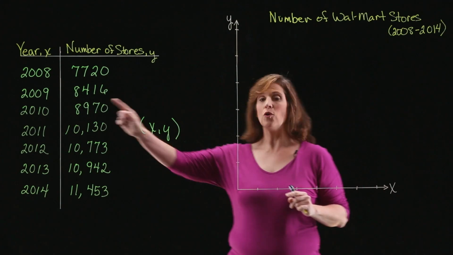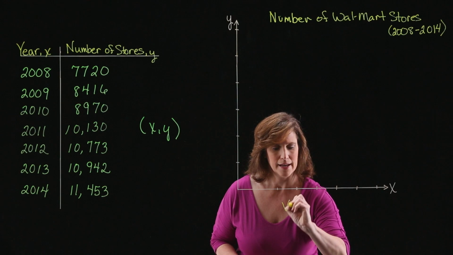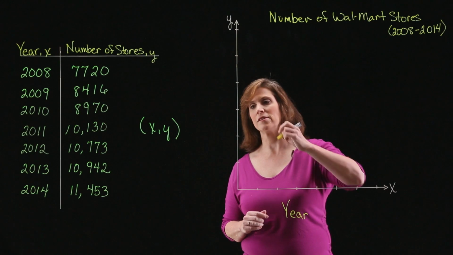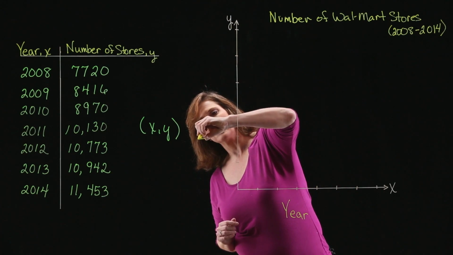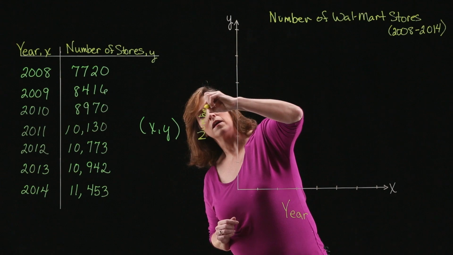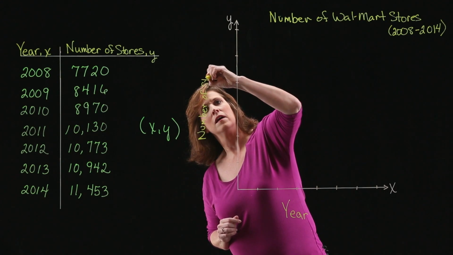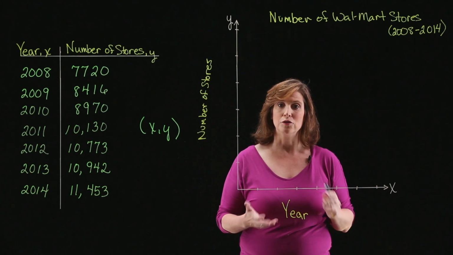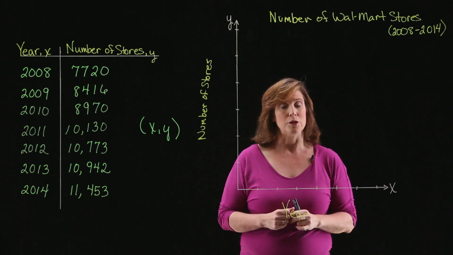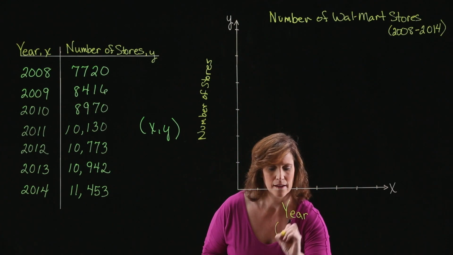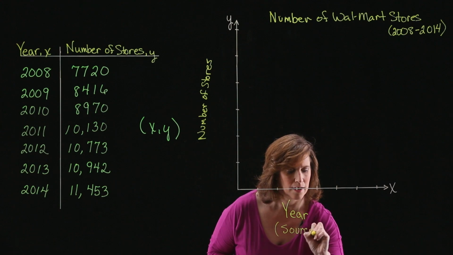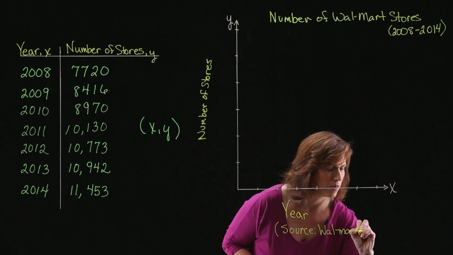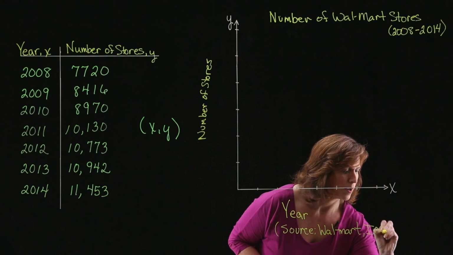The next thing we need is to label our axes. Now our x-axis is going to correspond to the year, so I'll label that as the year. The y-axis will be the number of stores, so I'll label that number of stores. Another thing that you really need to include when you're making a chart is to put the source. And the source in this case is going to be Walmart Incorporated.